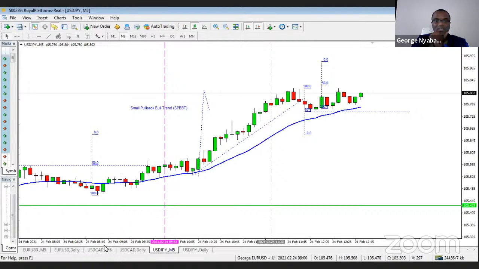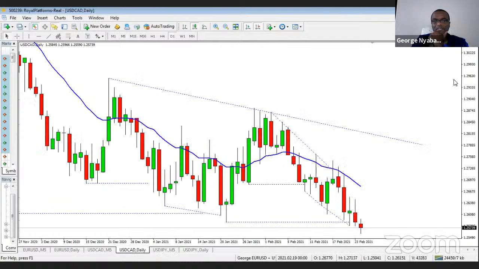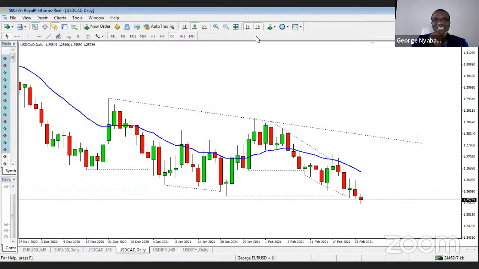Okay, so let's have a look at the Canadian long-term, USD CAD, Kiwi long-term. And I'm trading majors, so I'll just say CAD.